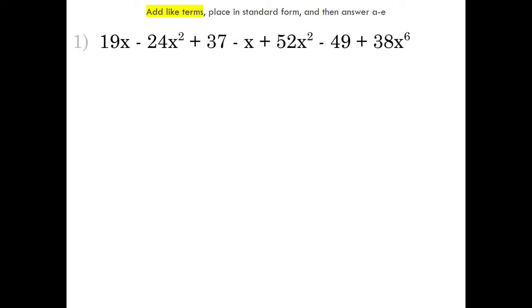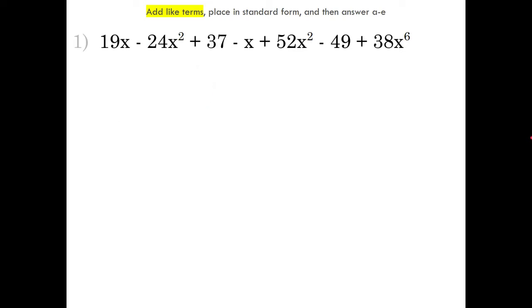So here we have 19x, negative 24x squared, a positive 37, a negative x, a positive 52x squared, negative 49, and a positive 38x to the 6. Like terms have the same variables with the same exponent. So the terms must have the same variable with the same exponent. Just quickly, this is 19x minus 24x squared, but when we individualize it, it's said as negative 24x squared. Like terms have the same variables with the same exponents.